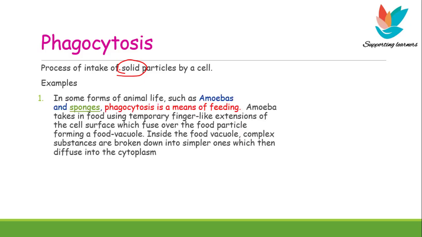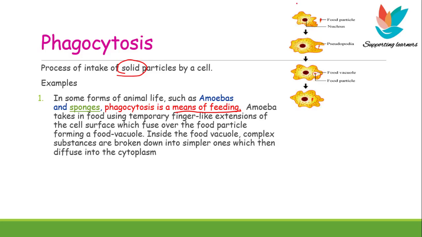Now phagocytosis is a means of feeding. Feeding means to take in food in some organisms like amoeba. Now amoeba is a single celled organism. It does not have any fixed shape. So how does amoeba take in the food?